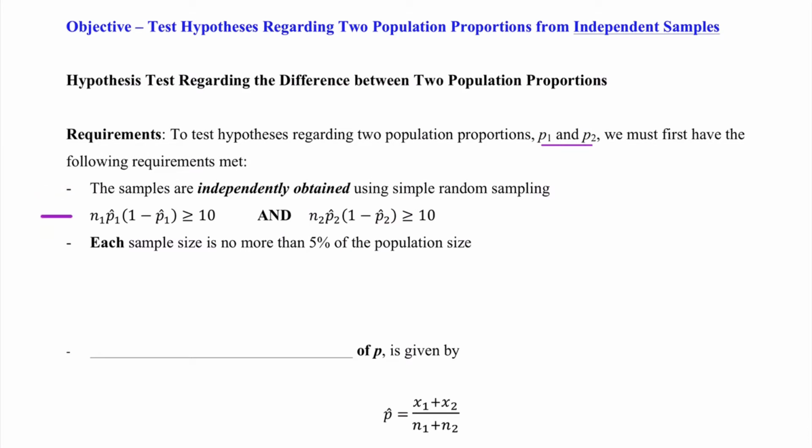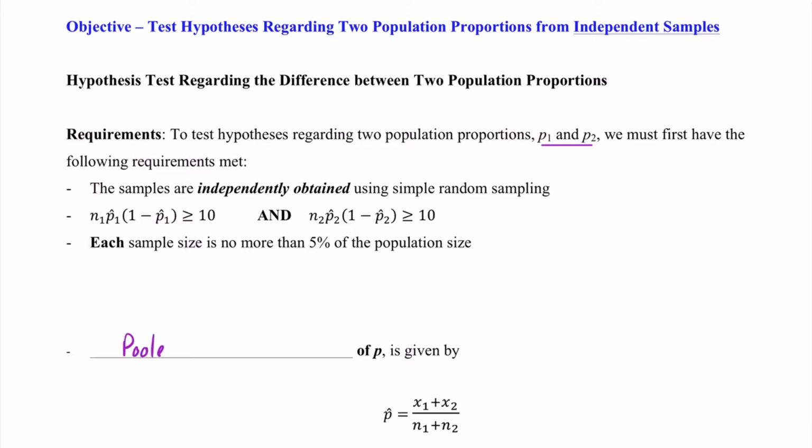Next is we have to have n p times 1 minus p to be greater than or equal to 10, but this needs to happen with each sample. So we see n1 times p hat sub 1 times 1 minus p hat sub 1 needs to be greater than or equal to 10, and the same needs to go with the second sample, that would be n sub 2 times p hat sub 2 times 1 minus p hat sub 2. And this will make sure that we've got a normal distribution for each population. And finally, each sample size is no more than 5% of the population size. We've seen this requirement again, but now it applies to each sample, not just the overall.